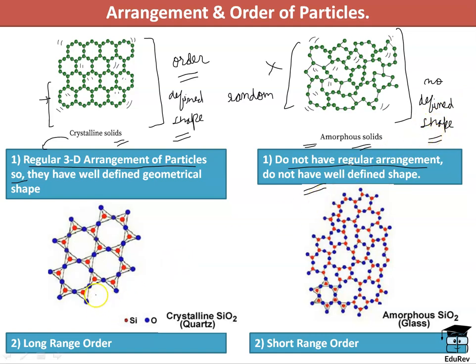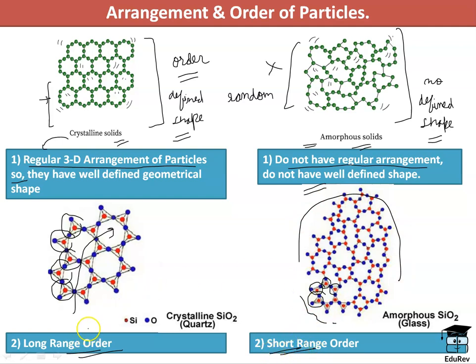The second property is that crystalline solids show long range order. You can see here the same pattern is getting repeated and repeated. A long range order of particles is there. In amorphous solids the pattern is only repeated locally, but there is disorder everywhere else. So amorphous solids have short range order, whereas crystalline solids have long range order.